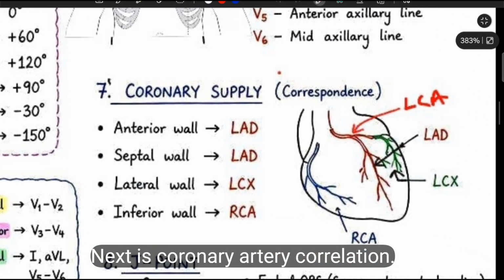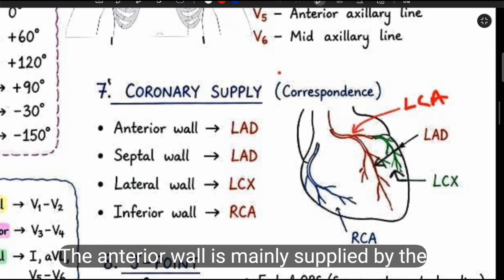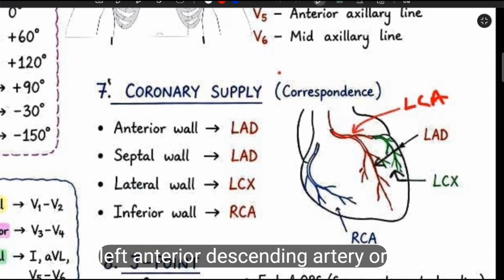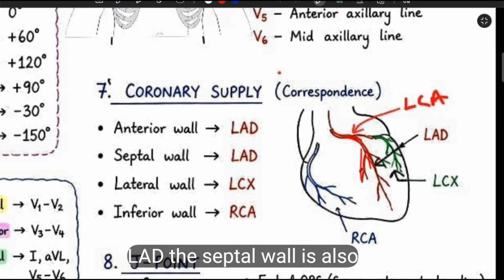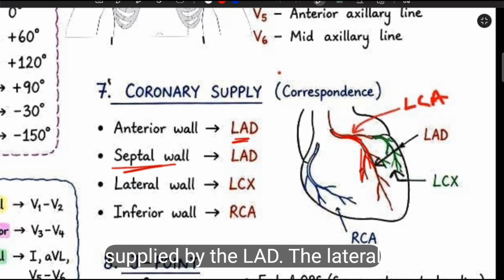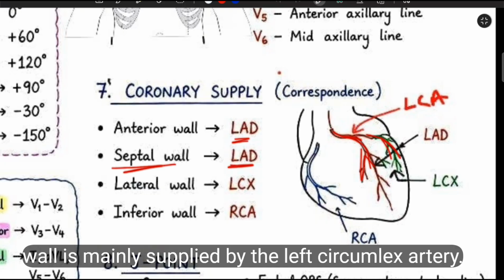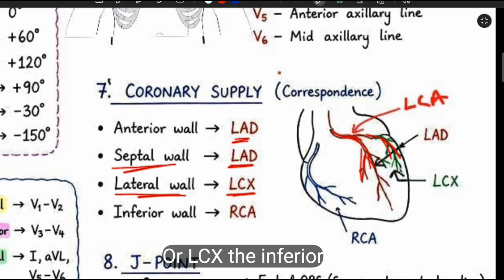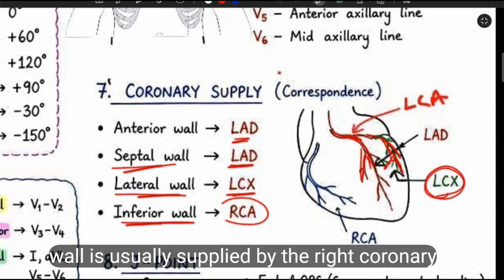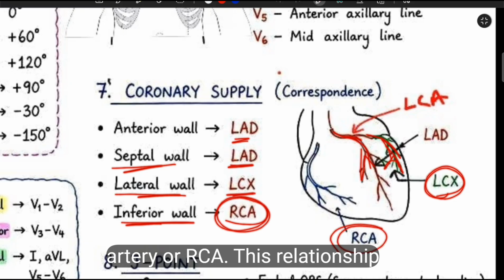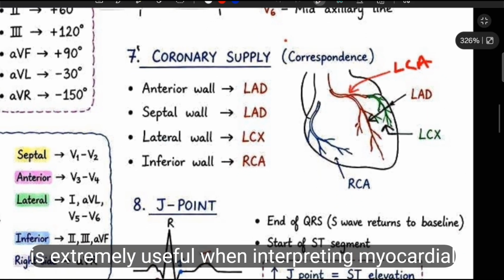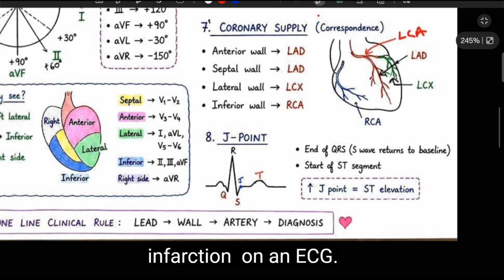Next is coronary artery correlation. The anterior wall is mainly supplied by the left anterior descending artery, or LAD. The septal wall is also supplied by the LAD. The lateral wall is mainly supplied by the left circumflex artery, or LCX. The inferior wall is usually supplied by the right coronary artery, or RCA. This relationship is extremely useful when interpreting myocardial infarction on an ECG.